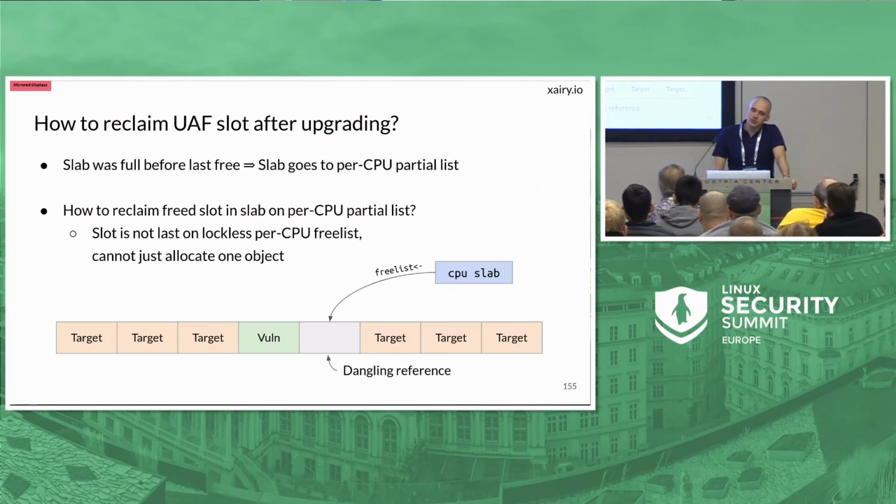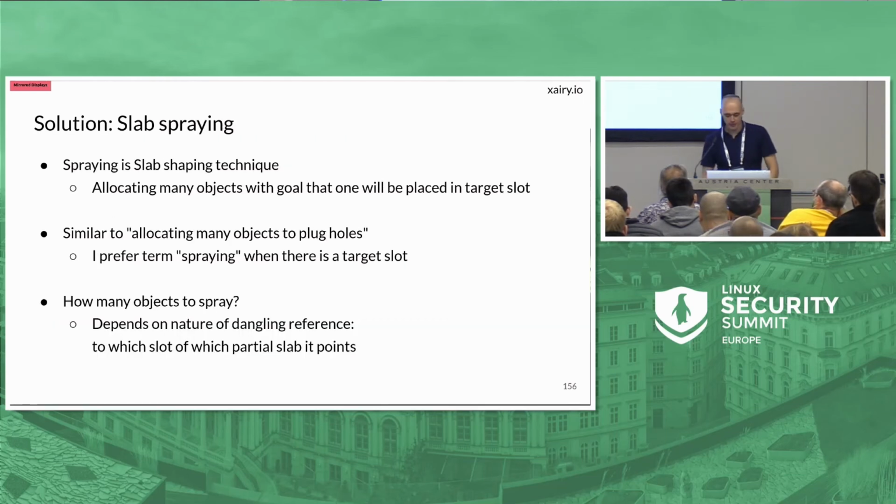So remember that during the slab shaping for simple out of bounds, we fully filled the slab, which means the slab became a full slab. And by closing the file descriptor, we do now have a free slot within the slab, but it's not the active slab. So it got placed on the per CPU partial list, and let's assume it got placed first there. So the question is now, how would we reclaim that slot on the per CPU partial list in the case when we didn't have the slot on the active slab?